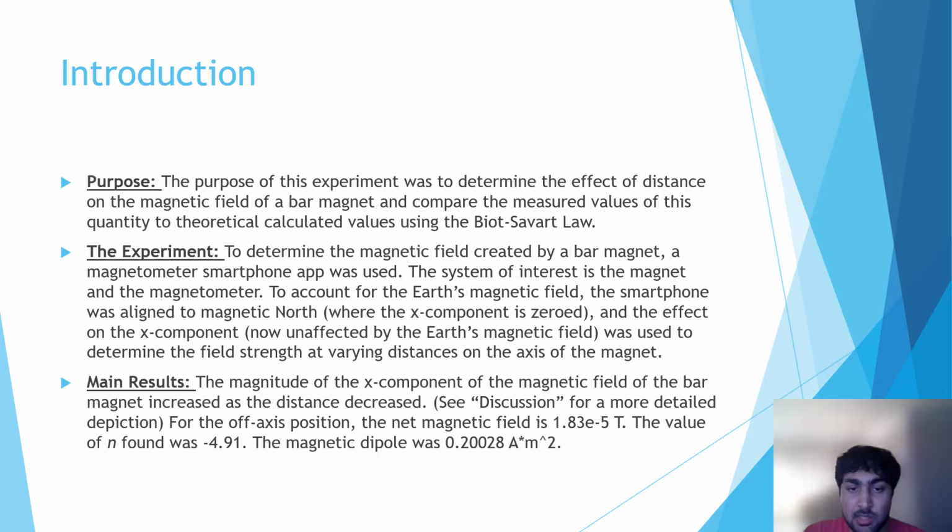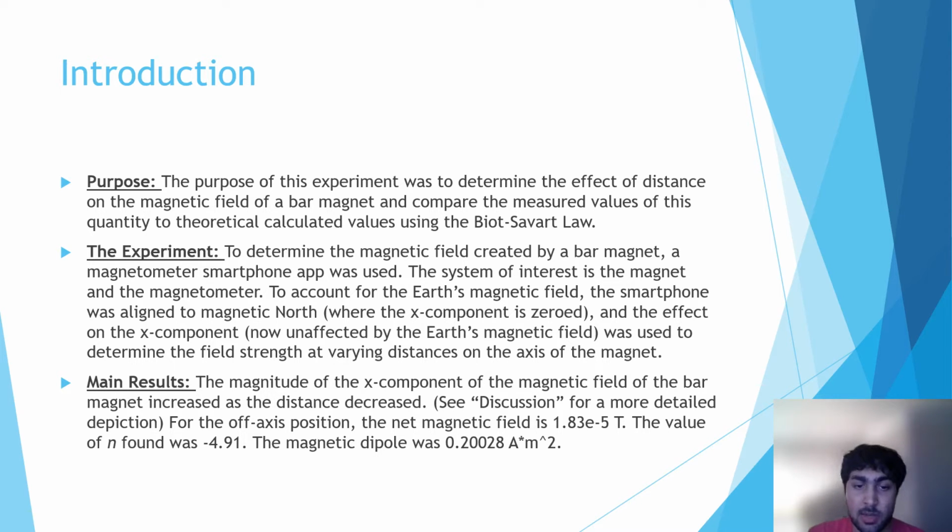The experiment. To determine the magnetic field created by a bar magnet, a magnetometer smartphone app was used. The system of interest is the magnet and the magnetometer. To account for the Earth's magnetic field, the smartphone was aligned to the magnetic north, where the x-component is zeroed, and the effect on the x-component, now unaffected by the Earth's magnetic field, was used to determine the field strength at varying distances on the axis of the magnet.